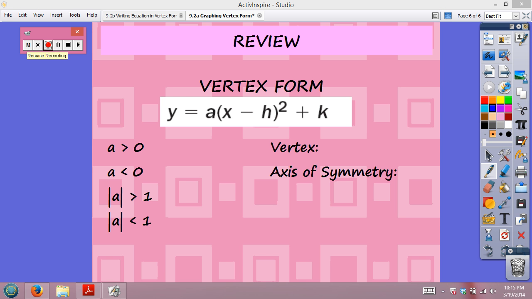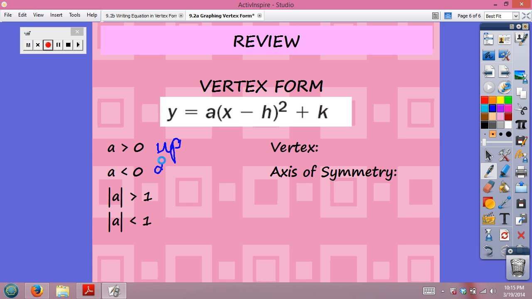So as a review, remember the equation for our vertex form is y equals a times the quantity x minus h squared plus k. We know that if our a value is greater than 0, our parabola is going to open up. If it's less than 0, our parabola is going to open down. If the absolute value of a is greater than 1, our graph is going to be narrower. And if the absolute value of a is less than 1, our parabola is going to be wider.